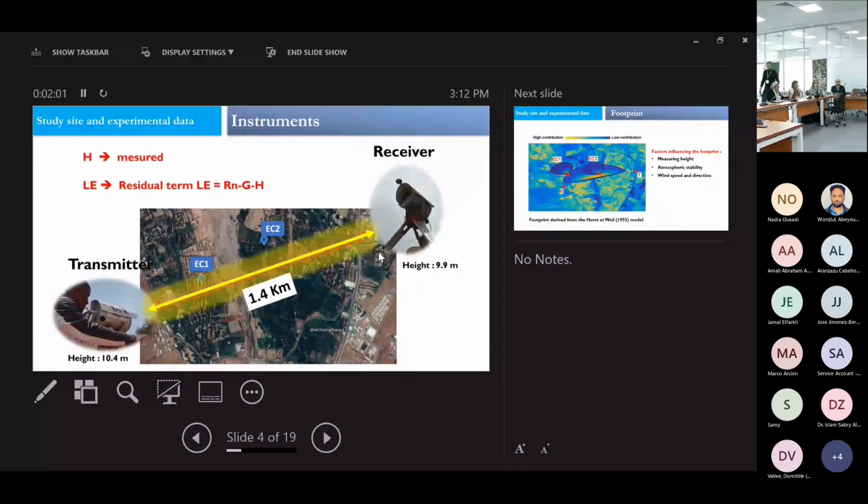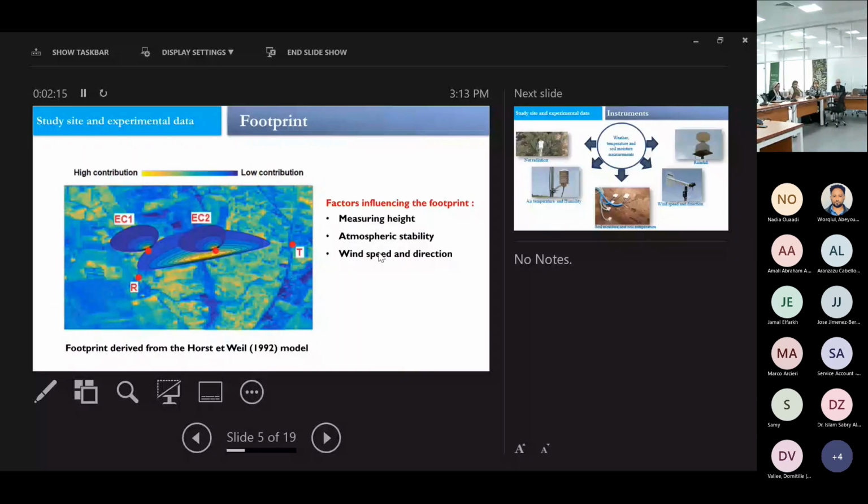Here is an illustration of the footprint of the measurements for the eddy covariance system and for the scintillometer. This footprint, as you all know, is affected by many factors, especially the measurement height, the atmospheric stability, and the wind speed and direction.